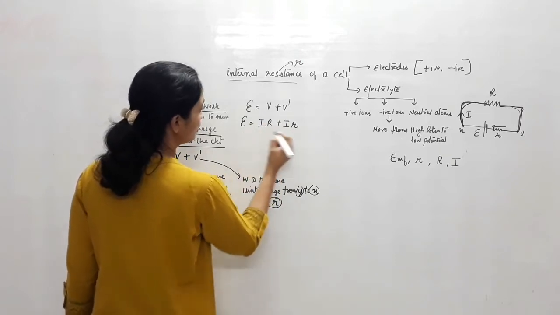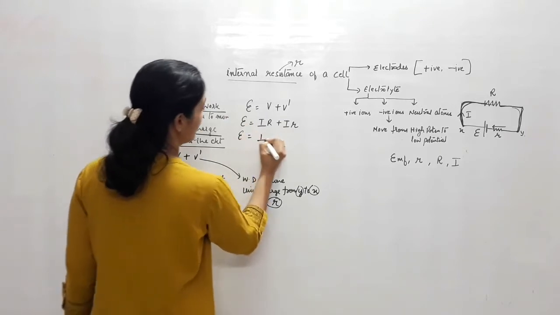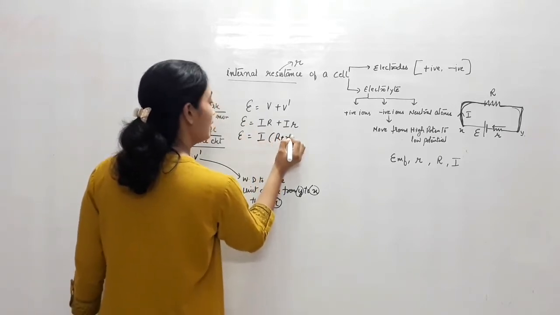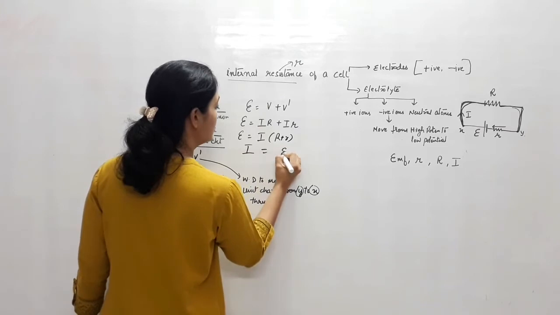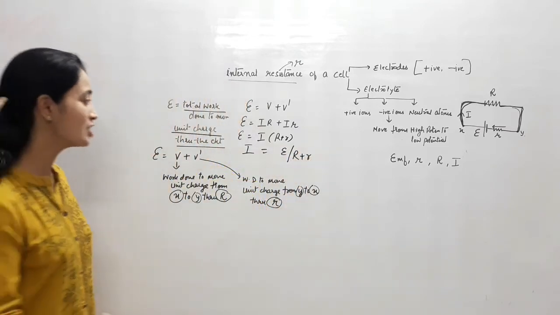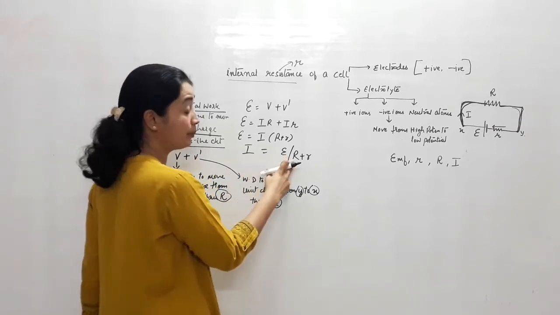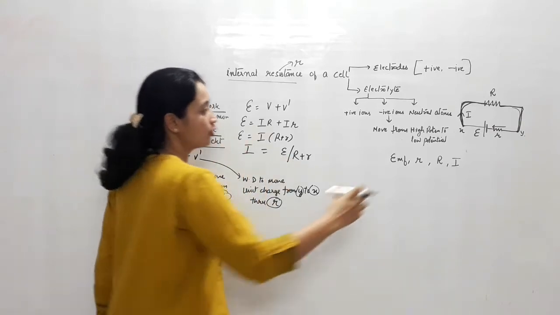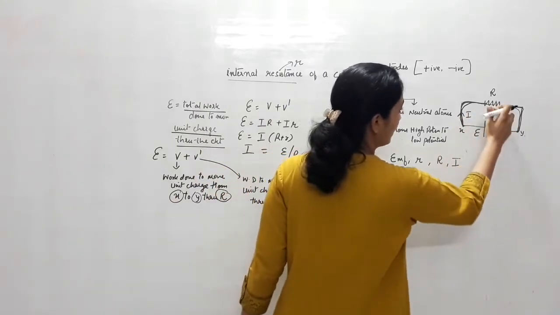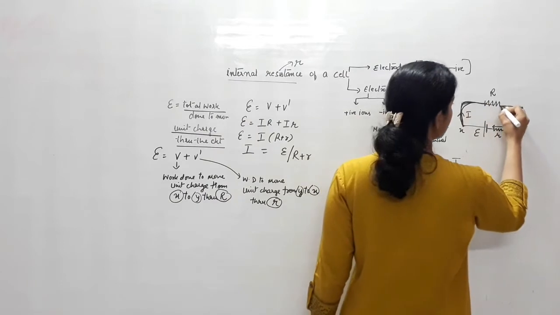So we can use this particular expression and write it like this, and current I is E by R plus r. This is simply dimensionally similar to what we have in Ohm's law. Current I is equal to EMF divided by total resistance. Now you can see this capital R and small r, they are in series. Capital R and small r are carrying the same current.